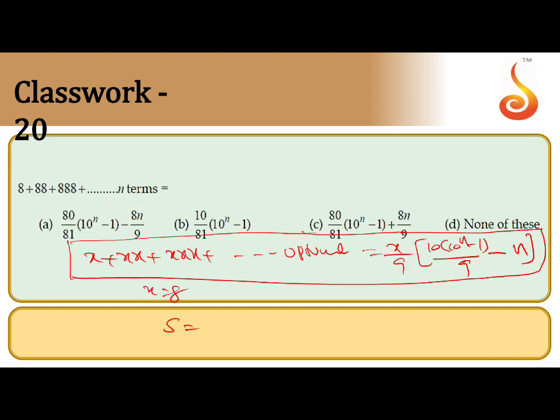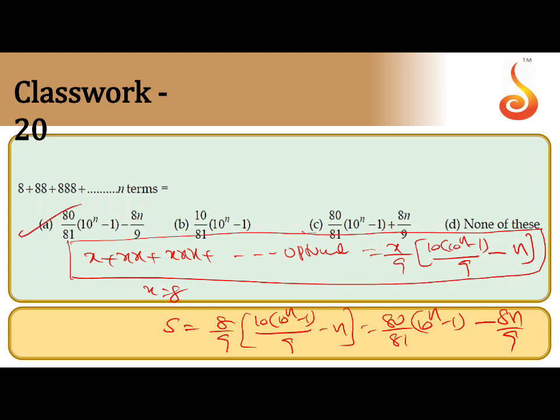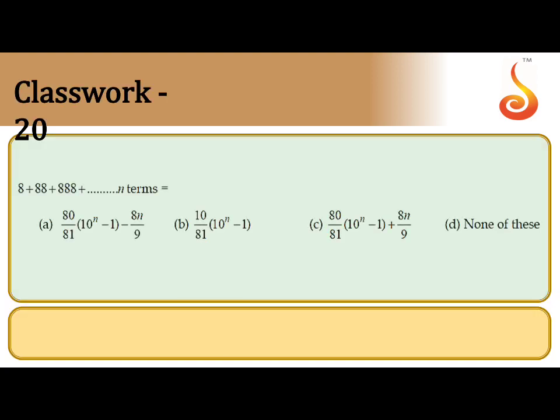So the required sum equals 8 by 9 into 10 into 10 power n minus 1 by 9 minus n. This is the answer. Now multiplying, we get 80 by 81 into 10 power n minus 1, minus 8n by 9. So look at the options. Which option is matching? Only the first option matches. That is the answer, but you have to remember this formula. I hope this one is clear. Next. Check the answer. Option A is correct. This is a very good question.